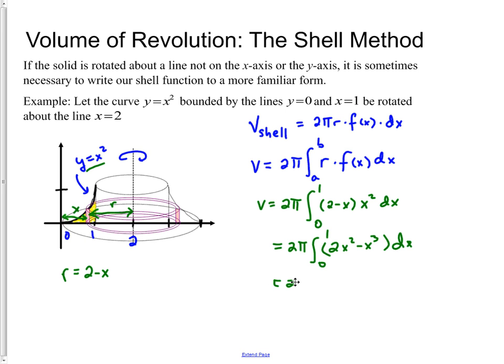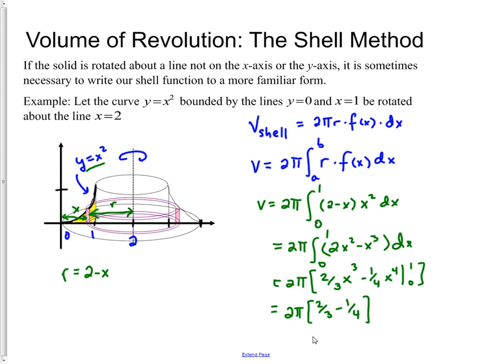Working this out, 2 pi is going to be multiplied by the integral, so we're going to have 2 thirds x to the third minus 1/4 of x to the fourth, evaluated from 0 to 1. We know that at 0, the whole expression is going to be 0, so we're really left evaluating 2 pi times the quantity 2 thirds times 1 minus 1/4 times 1.